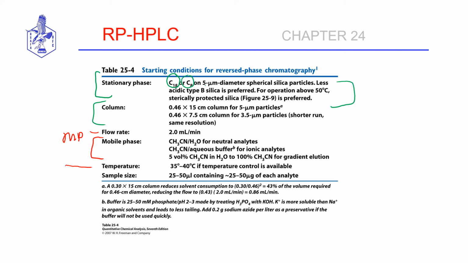And then obviously we also have to consider the size of our sample to be introduced to the column, and we need to be careful to not overload the column and take up all the parking spaces so that we still get a clean separation. So obviously, carrying out high performance liquid chromatography comes with a fair amount of options and decisions that have to be made about carrying out the separation.